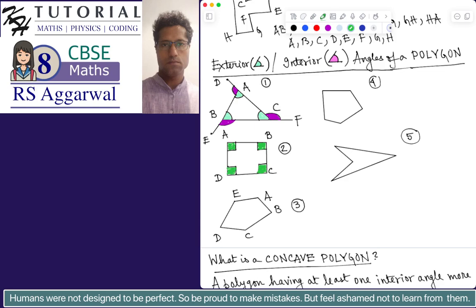Now, what are the exterior angles of this polygon 2, which is a square? If we extend the side AB to the point F, then this angle is the exterior angle, which will also be 90 degrees, since we know that the side AD is perpendicular to the side AB, and AB has been extended to F. So definitely the exterior angle, which is angle DAF, is also a right angle, that is 90 degrees.